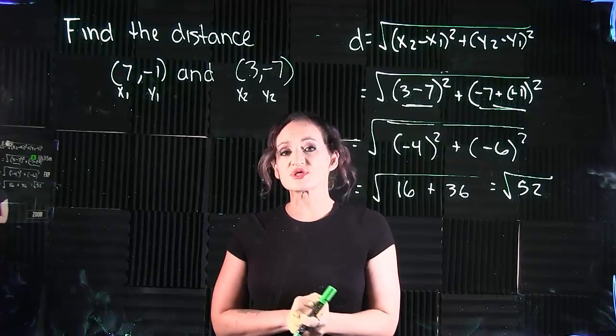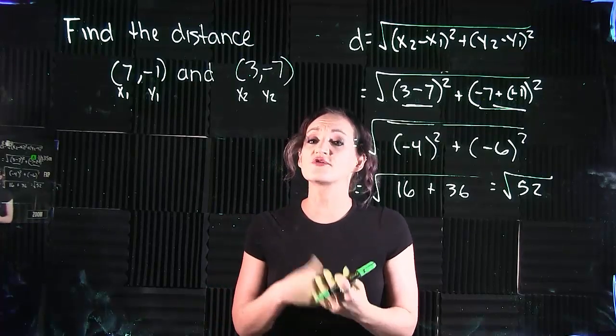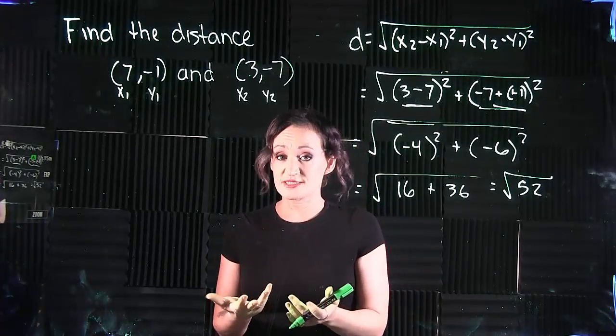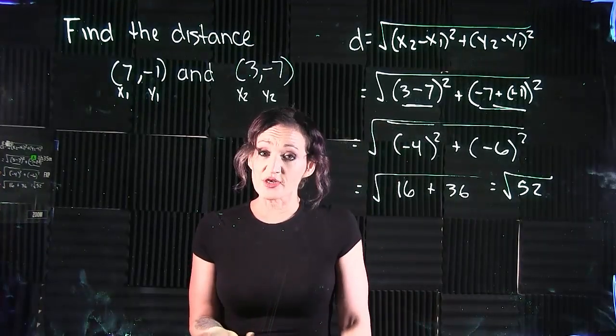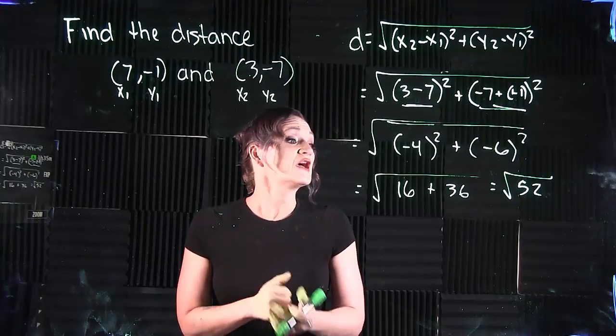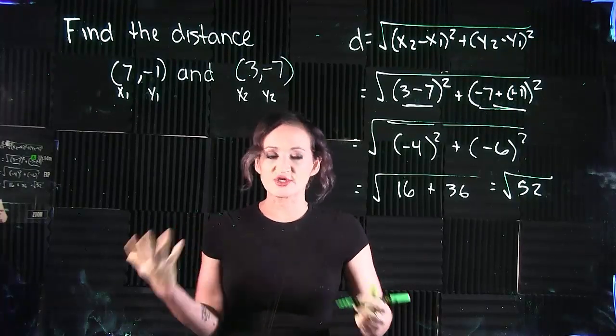Next, we're just going to do the square root of 52, so you can either plug that into your calculator to simplify it, or you can reduce it by hand. Now, if you have a calculator that simplifies it, that's great. If not, I'm old school. I like to reduce everything by hand.